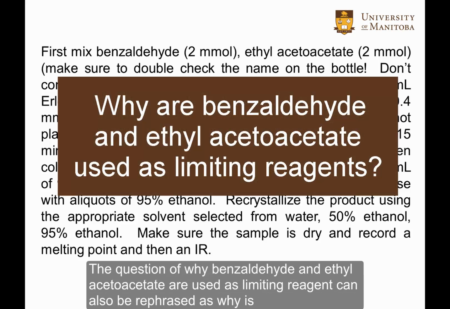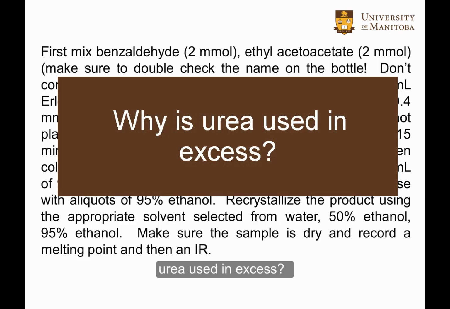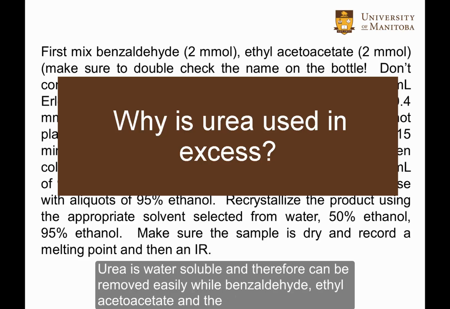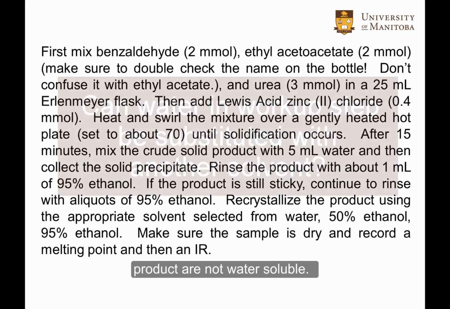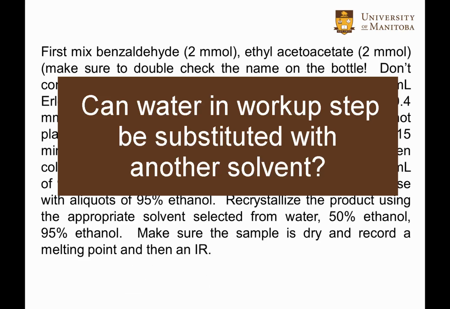The question of why benzaldehyde and ethyl acetoacetate are used as limiting reagents can also be rephrased as why is urea used in excess. There are two answers to this. One is that urea is inexpensive, and the other one relates to the workup step of adding water. Urea is water soluble and therefore can be removed easily, while benzaldehyde, ethyl acetoacetate, and the product are not water soluble.